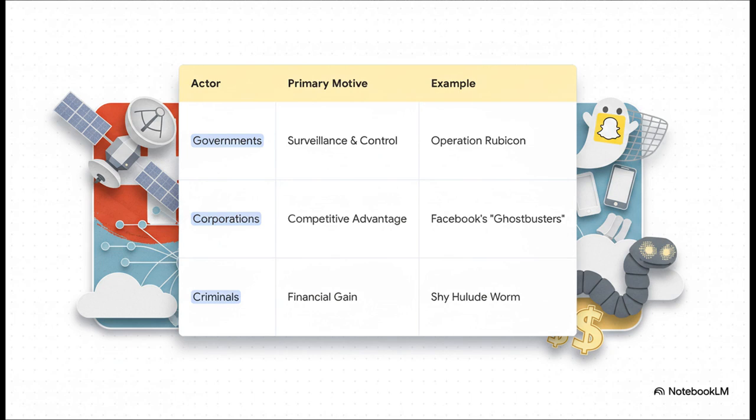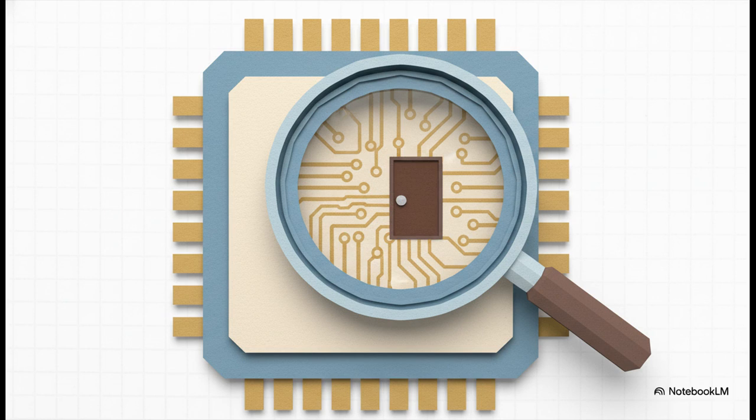So you see, the threats are coming from everywhere. You've got governments who have been doing this for decades. Look at Operation Rubicon, where they secretly bought a Swiss encryption company just to weaken its products for surveillance. Then you've got corporations doing it, like Facebook's Ghostbusters project, which used a VPN service to intercept and decrypt Snapchat's traffic just to get a competitive edge. And of course, you have criminals who are just in it for the money, like with the Shai-Hulud worms stealing cloud credentials.